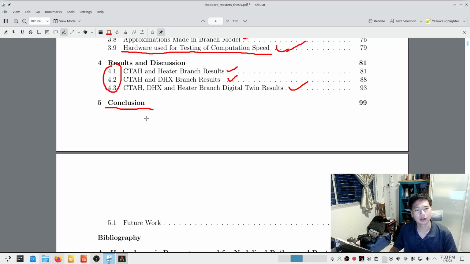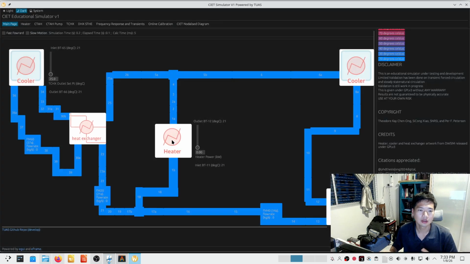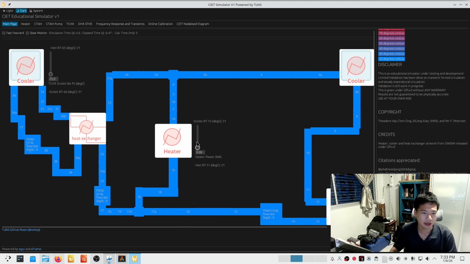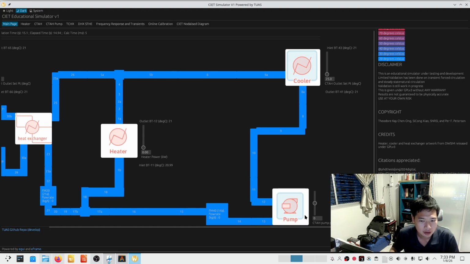So this thing took about a year plus, this itself, but it was not the full suite. Okay, this is the full suite of what the digital twin in CIET looks like. So I had the heater, but my first few iterations of CIET did not have that. The only thing in this master's thesis was to deal with the forced circulation here.